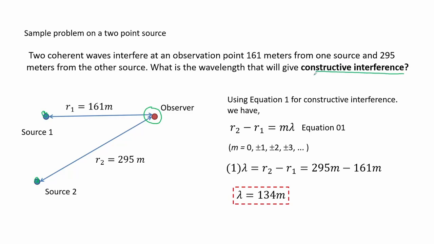We draw the problem and use equation 1 to determine, at the point of the observer, a constructive interference from these two sources. Here we consider the first order constructive interference, or m equals 1, not m equals 0. For m equals 0 would result in a distance of 0, which would not make sense if they are positioned at r greater than 0. So for m equals 1 we have the wavelength as the difference of the distances of the two sources. The wavelength that will give constructive interference has a length equal to the path length difference, which is 134 meters.